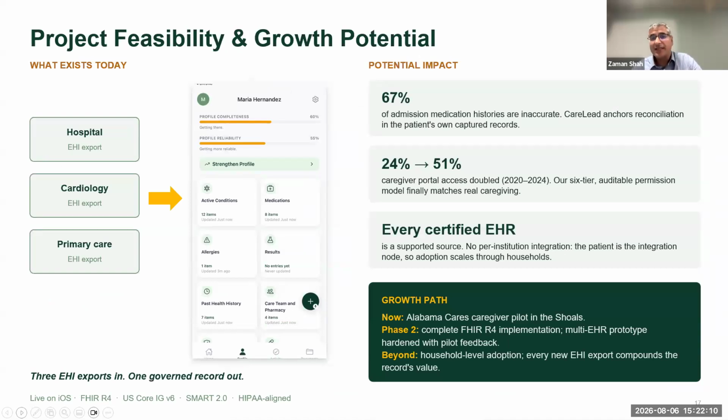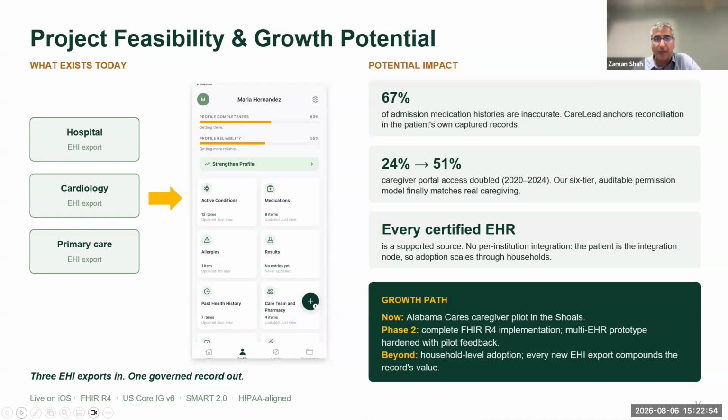Now, this is a live, real prototype app, a working app. And presently we're working on the UI and the compliance side of it. Here in this example, you see multiple different exports coming from three different sources. One is an EHR from the hospital, another from a specialist clinic, and one from primary care. And what CareLead is doing is ingesting all of those and creating one single record based on the principles we already discussed. So there's three exports in and one record out.